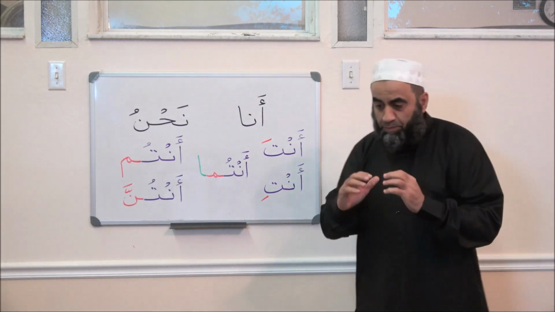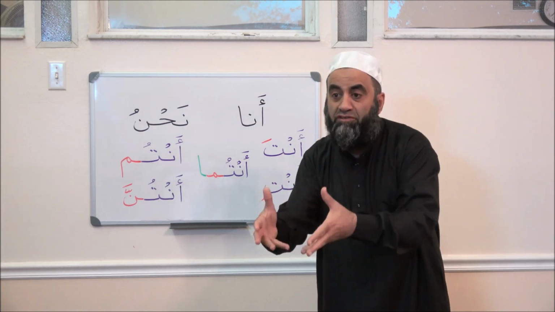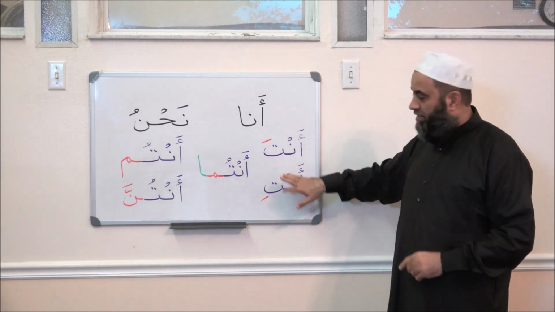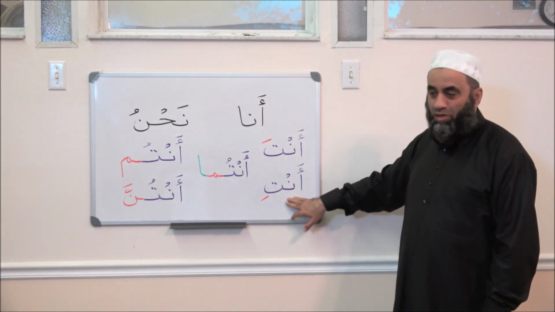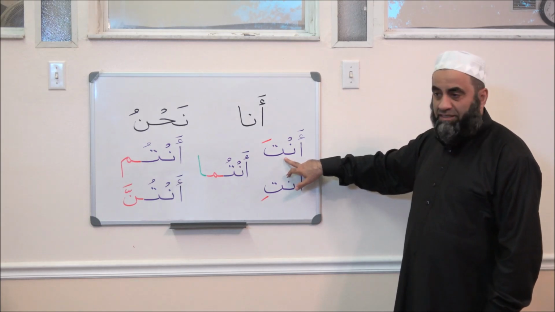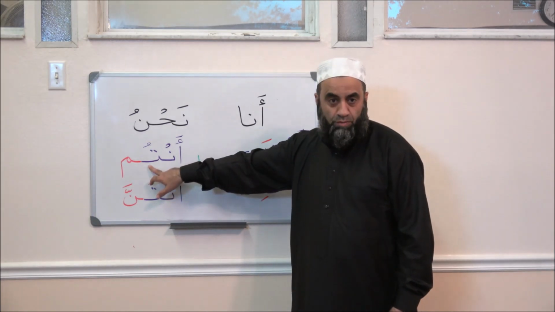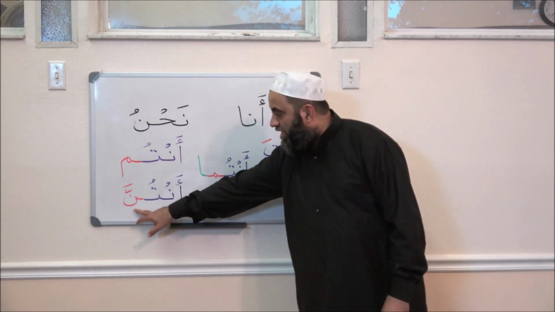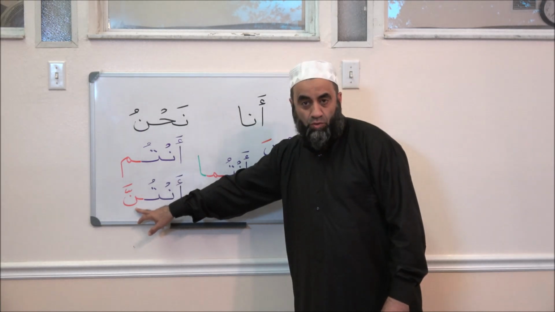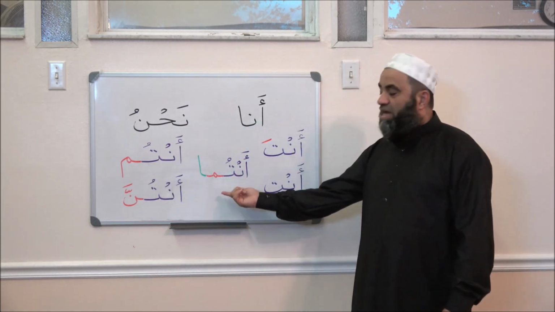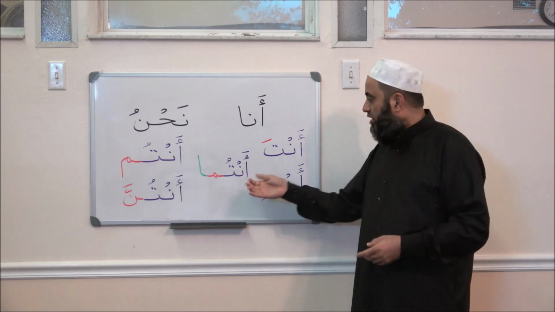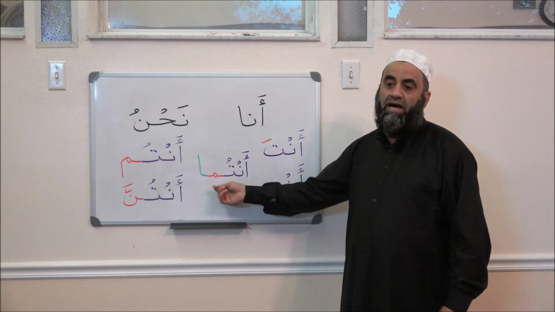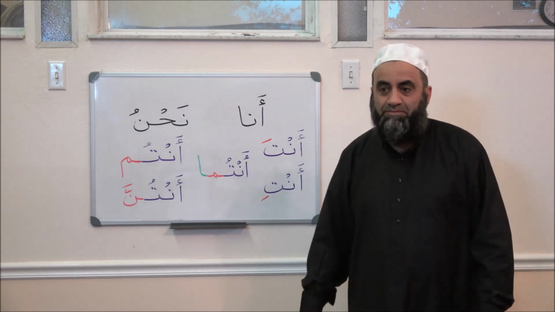Second person means I'm talking to somebody who is in front of me. Anta, you, boy. Anti, you, girl. The plural of anta is antum, you, a group of boys. The plural of anti, antunna. So the addition is noon with shadda. That's a group of girls. And then we have for 2 people, which is generic for boys and girls, it's the same thing. Antuma. Very good. Any questions?